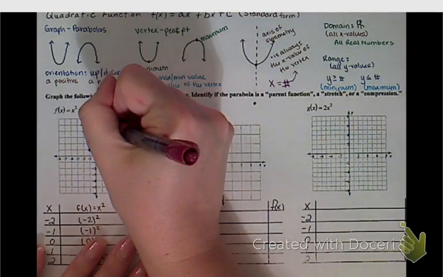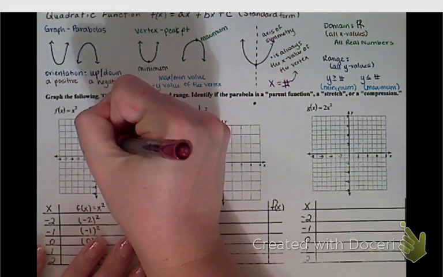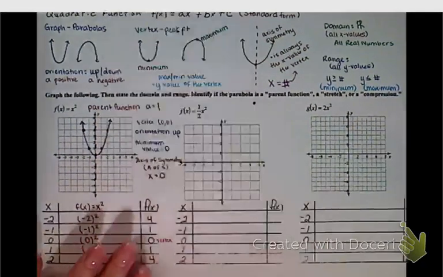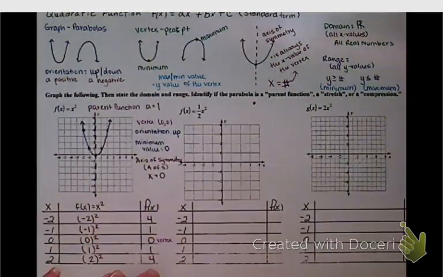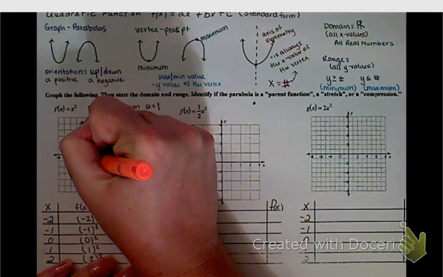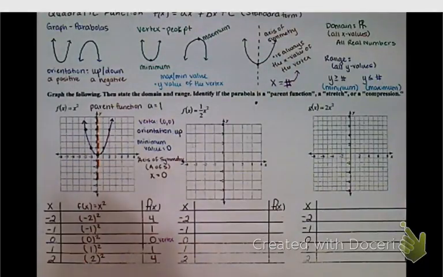axis of symmetry. It's the line that literally goes through, you can kind of see my dashed lines, literally goes through your vertex. Let me do it in highlighter and see if that works better. There we go, that's a little better. Okay.